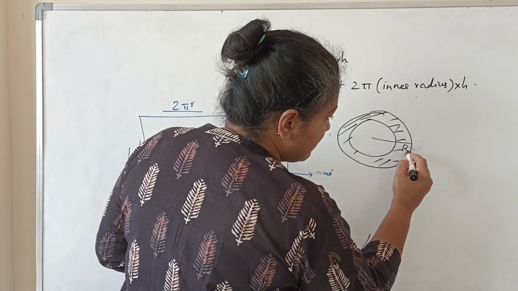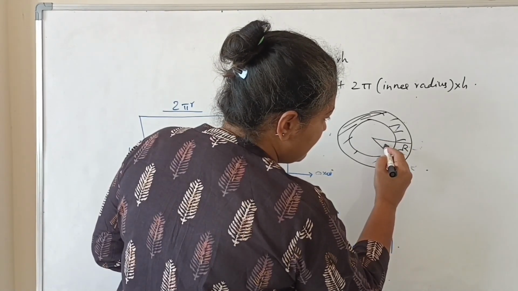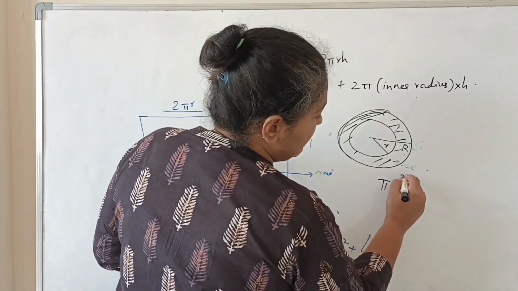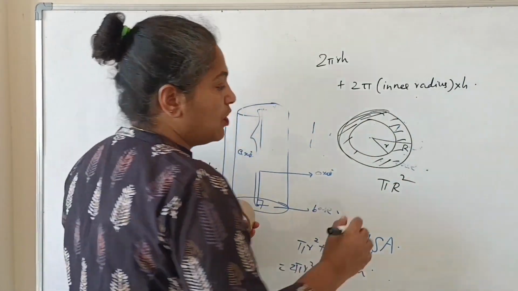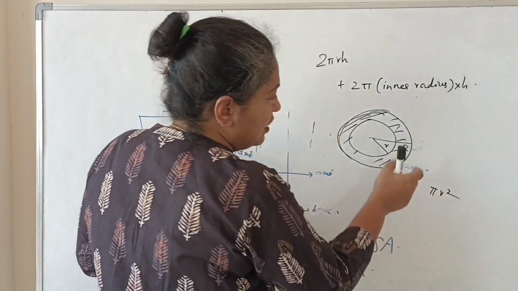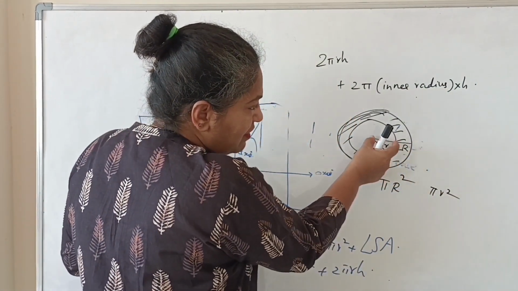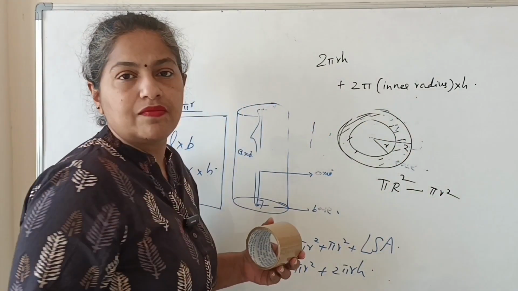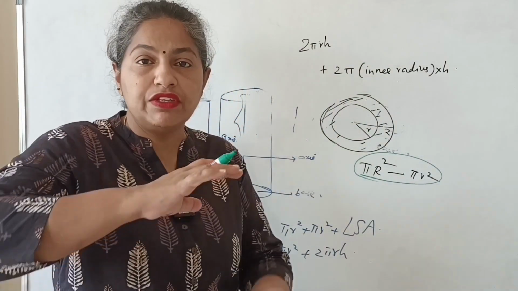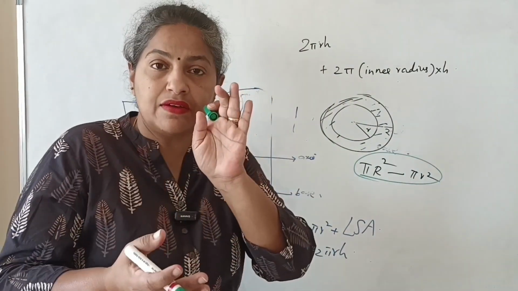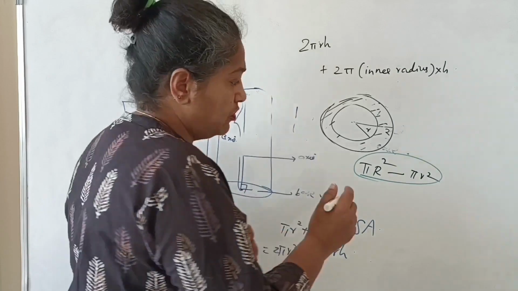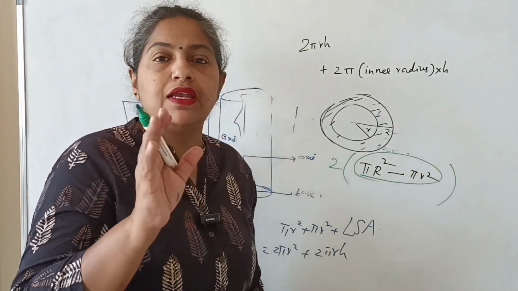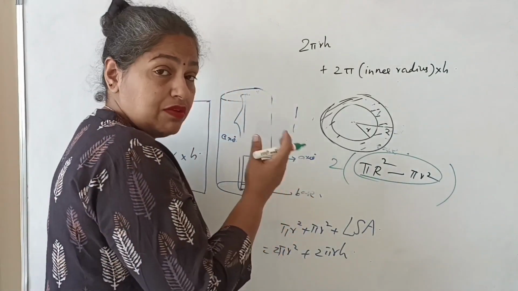Now, what is the area of this disc? If the outer radius is R and the inner radius is small r, what is the area of the bigger circle? Pi R square. What is the area of the smaller circle? Pi r square. So, this whole area minus this small area should give me this shaded area. This is a surface over which we can run our hand as far as the base is concerned. So, the same is applied for the top also. So, this into 2.